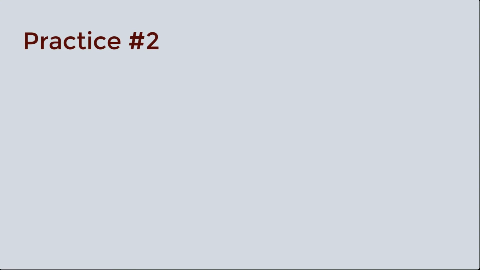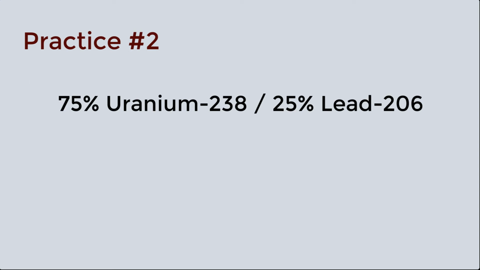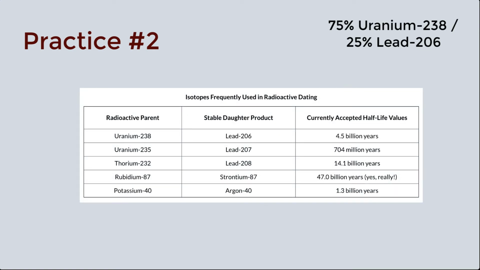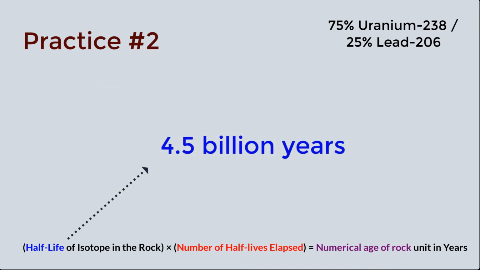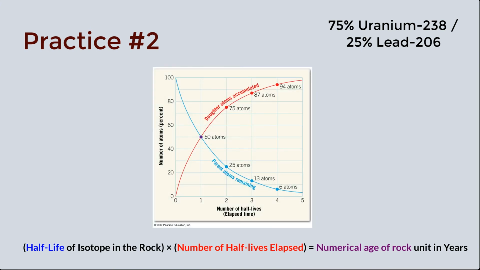For our second practice, let's take a look at a really unique example. Let's take 75% uranium-238 and the daughter isotope of 25% lead-206. Now, the first thing we want to do is take a look at our table. Our table tells us that the parent-daughter pair of uranium-238 and lead-206 has a half-life of 4.5 billion years. So that's our first piece of information. Our second piece of information is obtained from the graph.